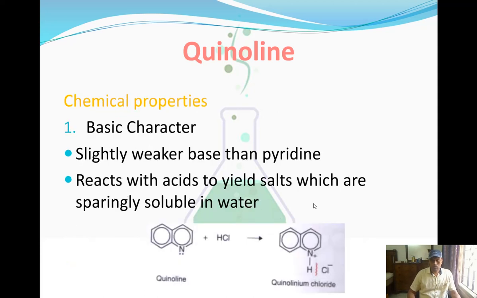Alright, next we'll study the chemical properties. First one is basic character. It's basic in nature, a slightly weaker base than pyridine, and it reacts with acids to give salts. These salts are sparingly soluble in water. Here's the reaction with hydrochloric acid. The protonation reaction takes place. The proton is going to get attached to the nitrogen, right? So you're going to get this salt, quinolinium chloride. That is the salt you're going to get, right?